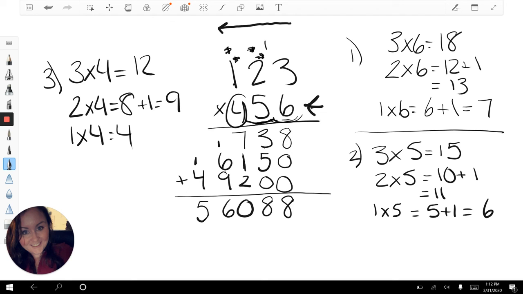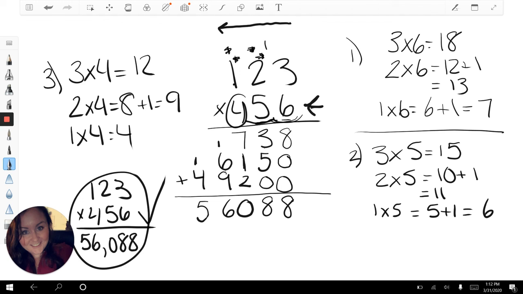So 123 times 456 is equal to 56,088. Good. So that's multi-digit multiplication in the long form.